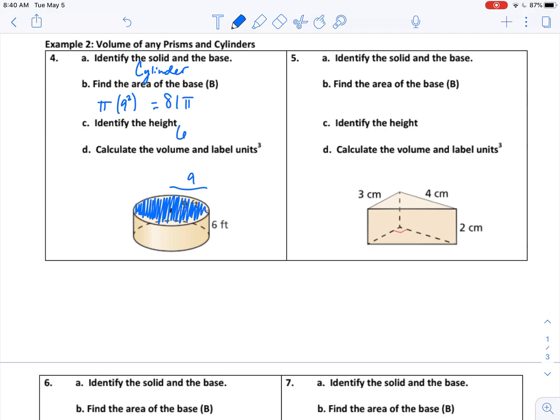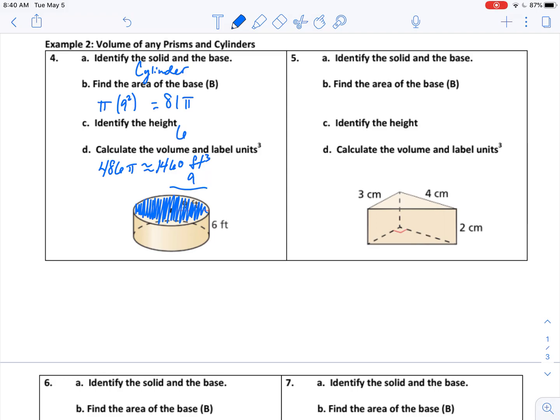So the volume would be, let's see, 81 times 6 is 486 pi, which is somewhere around 1460 cubic feet. I'd like you guys to use a calculator when you do these.